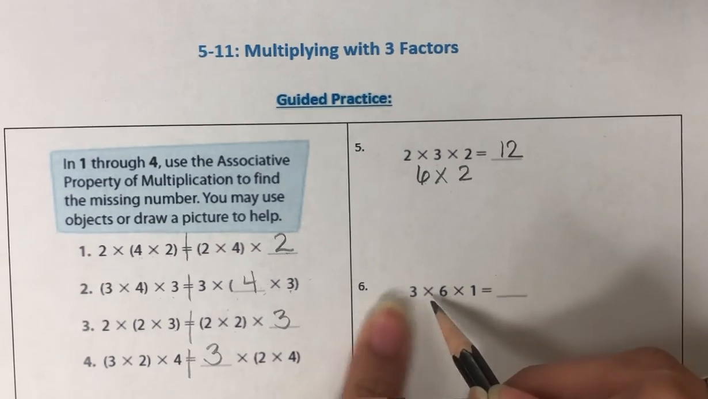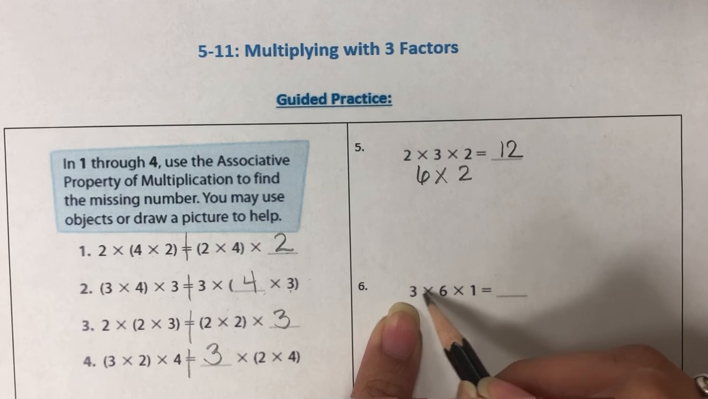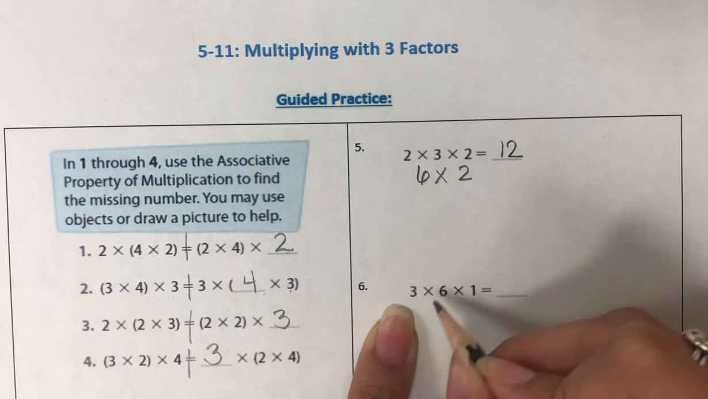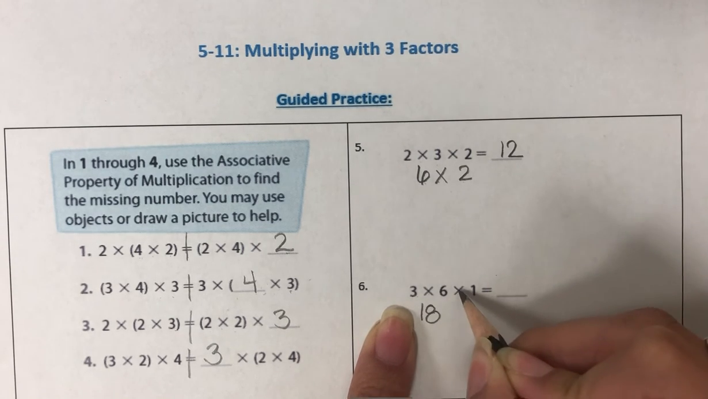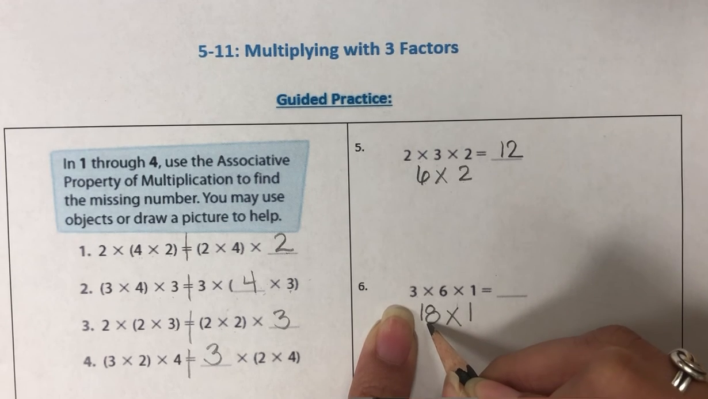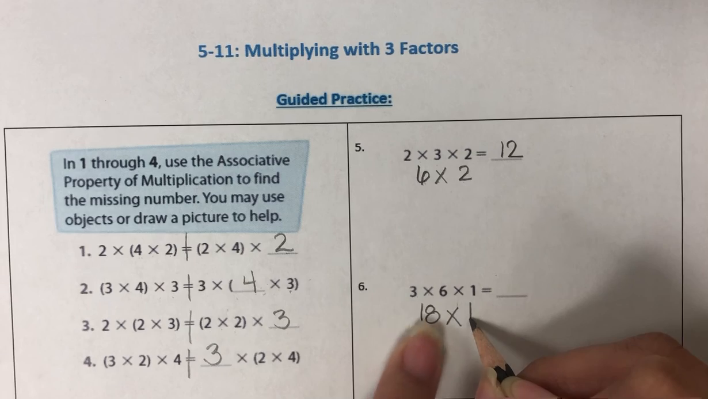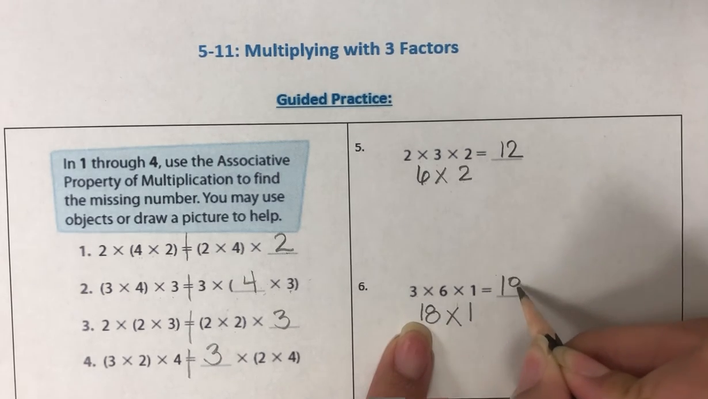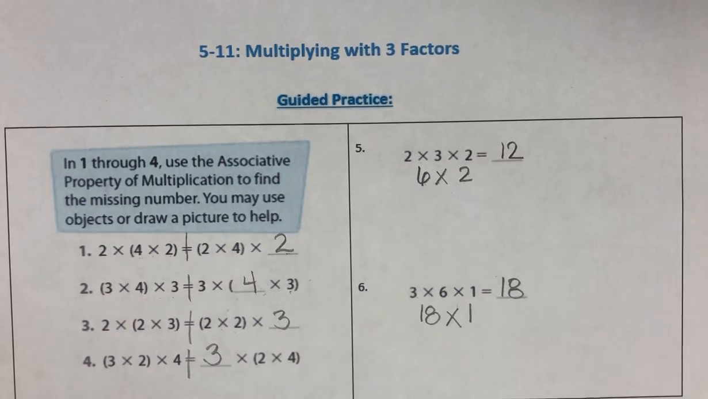On to number 6. First thing is 3 times 6. 3 times 6 is 18. Bring down my multiplication sign and the 1. Anytime we multiply by 1, it's always going to be the other number. So my other number is 18. Again, remember, associative grouping property is no matter how the factors are grouped together, the product will remain the same.